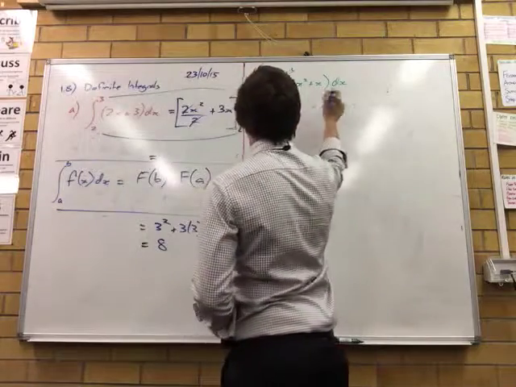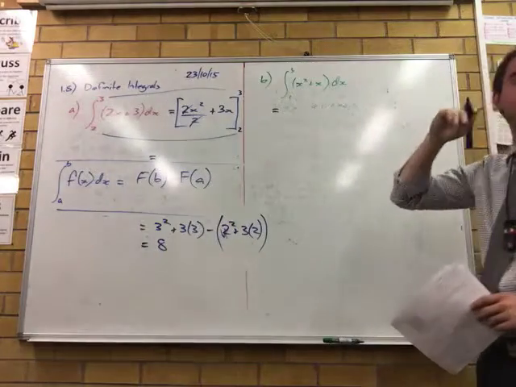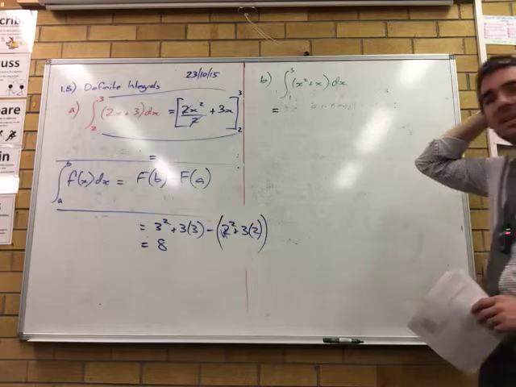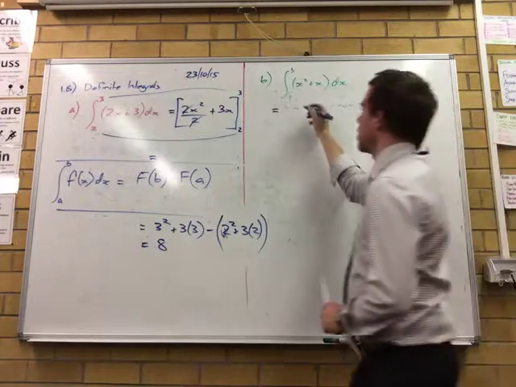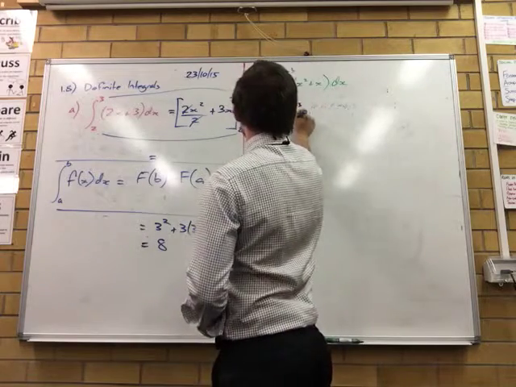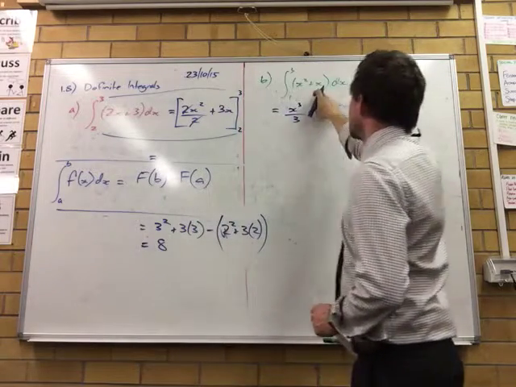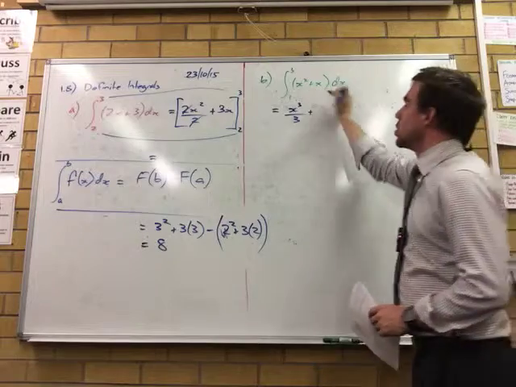Right, so what's the primitive function of x squared? X cubed over 3. Add 1 to your power, divide by the new power.